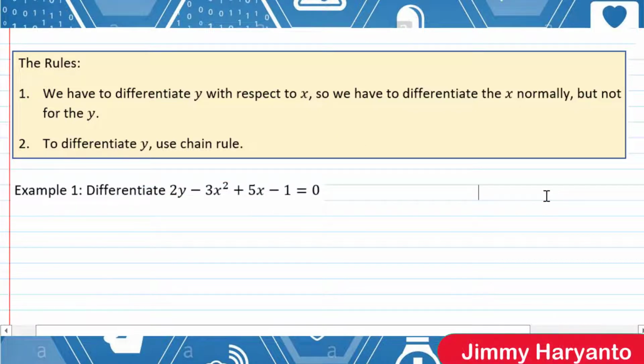Okay. Example 1. Differentiate 2y minus 3x squared plus 5x minus 1. To solve this question, of course, you can make it into y equal to, but I don't want to use that method again because we are already in the implicit function. So I want to teach you how to differentiate this using implicit differentiation.